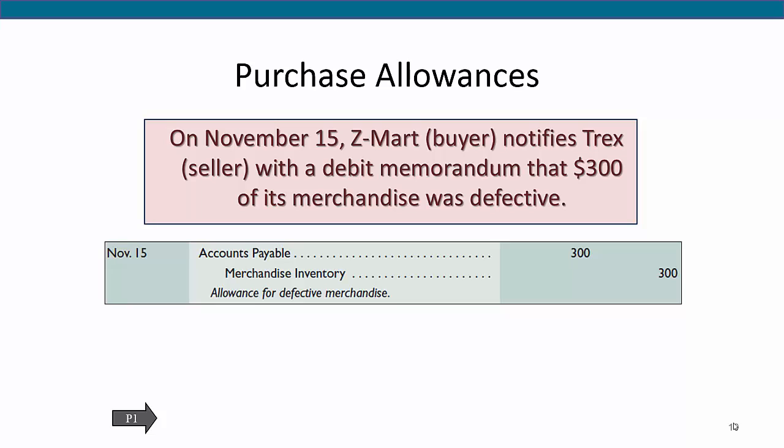So assume then that on November 15th, Zmart, who is the buyer, requests a $300 allowance from Trex Company for defective merchandise. Zmart will make an entry on November 15 to update its merchandise inventory account to reflect the purchase allowance. It will debit accounts payable and credit merchandise inventory for $300. It's reducing the cost of inventory here. So here's a point. Zmart will not be allowed to take a discount on merchandise returned or where an allowance has been granted. That would really be poor business on the seller's part.